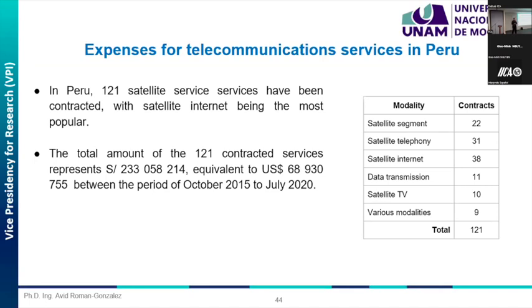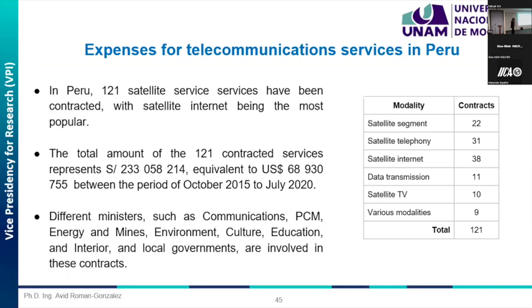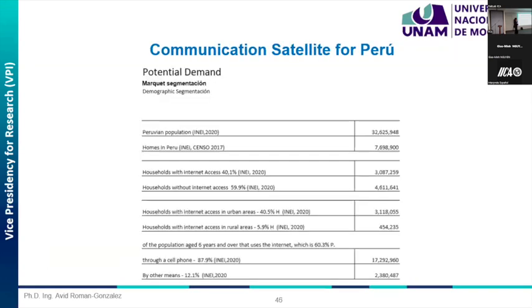And with this kind of amount, we plan to try to calculate the benefits of buying a communication satellite in contrast to having this kind of contract with private companies. Different ministries are involved in these contracts. So the idea is to have a communication satellite to give these services to all these ministries, and to have a communication satellite not only to cover these 121 contracts, but also to cover the other demands that exist in Peru, because we have many people who don't have connections.